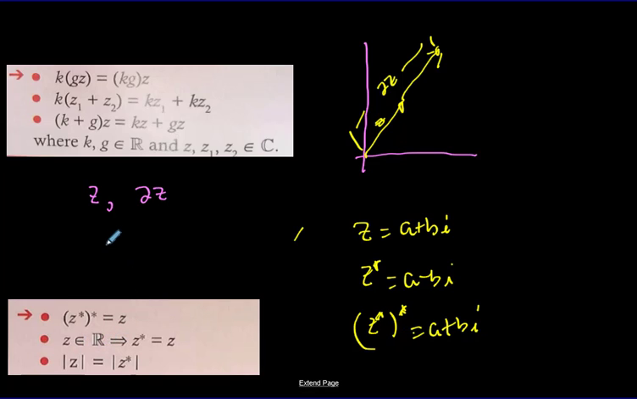Now, if z is an element of the real numbers, that means my z is equal to a plus 0i, so the imaginary part has to be 0. And if I take the conjugate of that number, that's minus 0, so it's just going to be a anyways. So it's just equal to z. So if z is any element of the real numbers, the conjugate of z is just going to end up being z anyways.